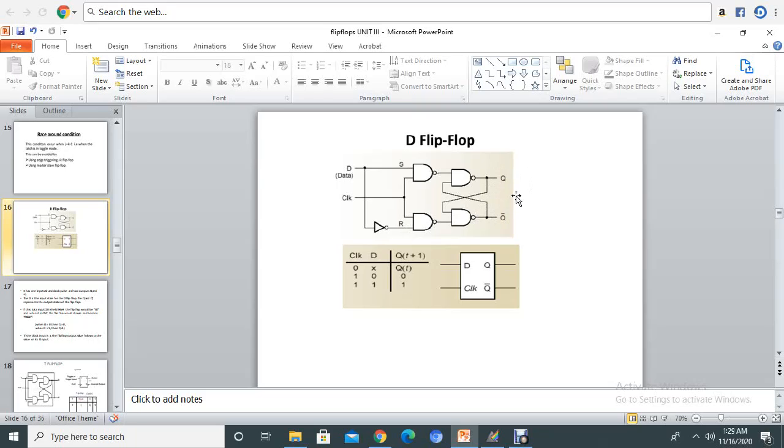To set the output to 1, you have to set the input S is equal to 1. Okay, now D is equal to 1, so S is equal to 1, so Q is equal to 1. So if D is equal to 0, then the output will be 0. If D is equal to 1, then the output will be 1. Okay, this is the working of D flip-flop.